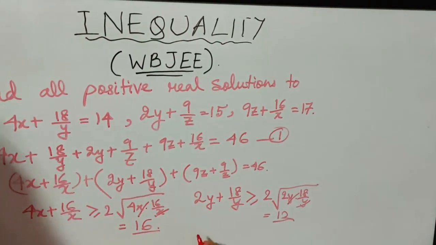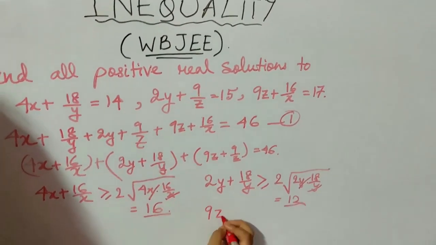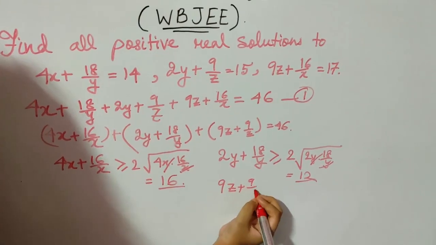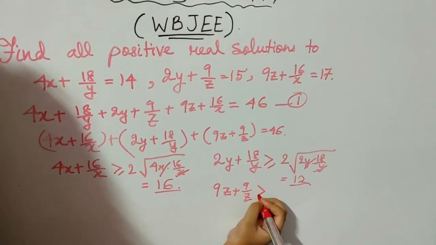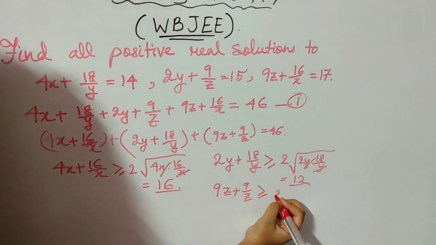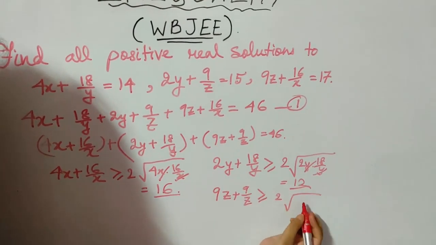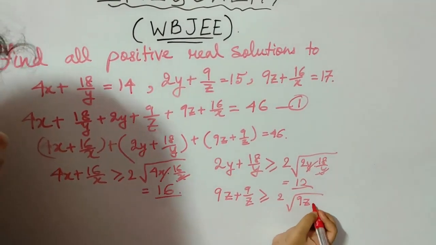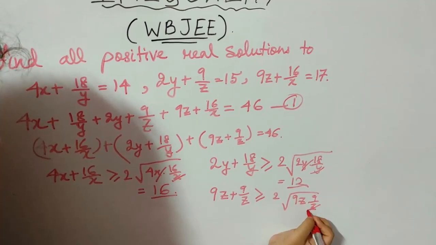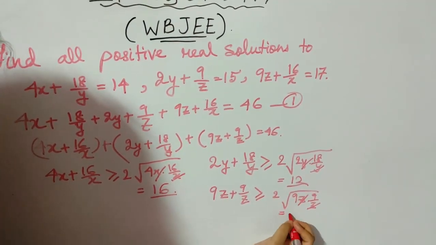And finally this, 9z plus 9 by z should be greater than or equal to 2 root over 9z into 9 by z. This is equal to 18.